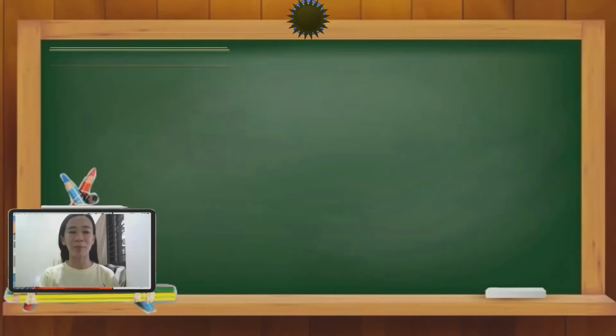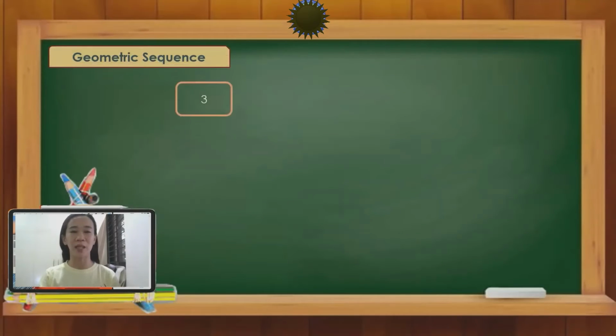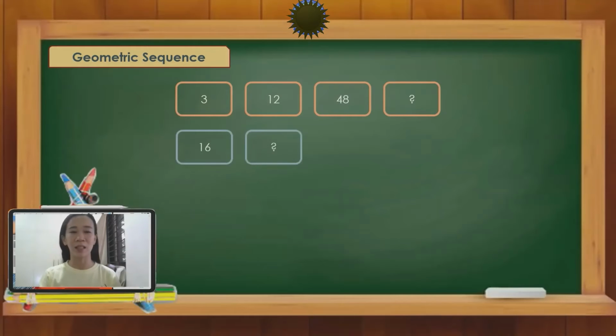Let us have more examples of geometric sequence. We have here 3, 12, 48, and what comes next? Another one is 16, and our missing term is the second term. Then we have 64 and 128. How are we going to get the fourth term of this geometric sequence?